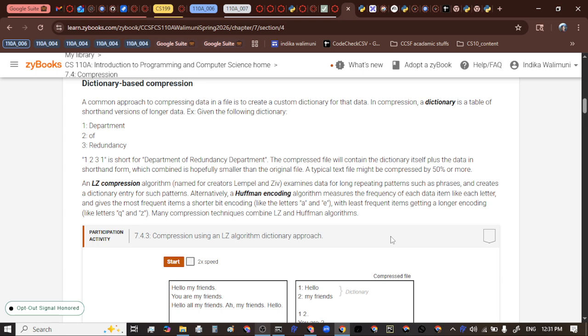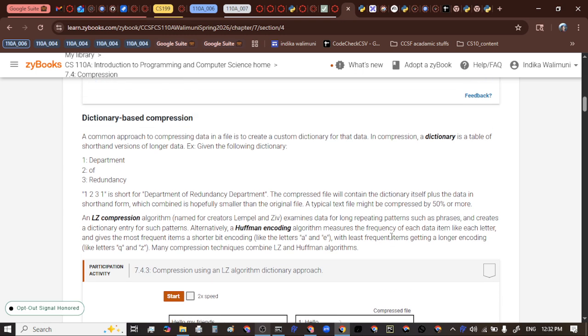There are several compression techniques, in two main categories. One is lossy compression, and the other is non-lossy compression, so lossless compression. Lossy means you lose some information when you compress. Lossless compression means you don't lose information when you compress. Under lossless compression, one technique is dictionary based.